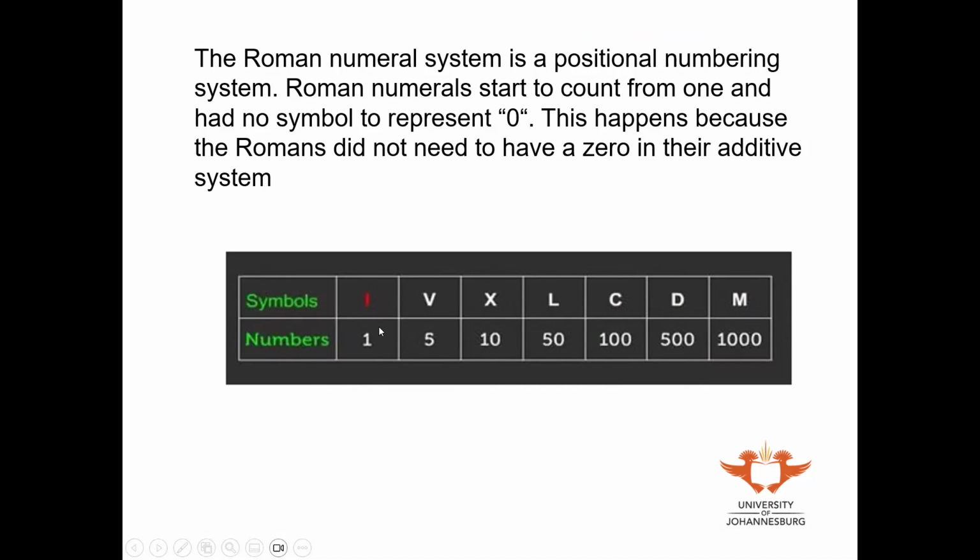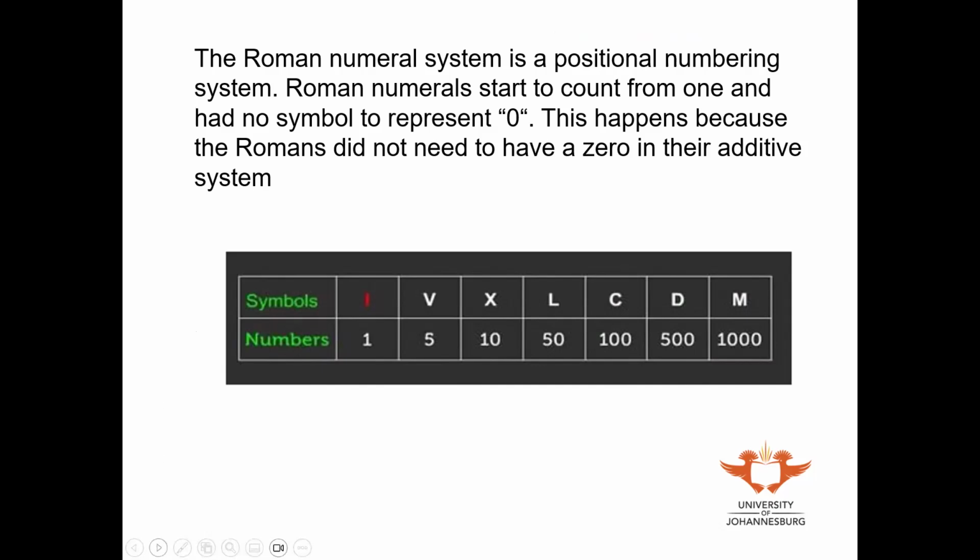In these numbers, they have 1, 5, 10, 50, C, D, and M. Any other numbers that they have originated from these. Which means there are no other letters that can make other numbers except these ones that are here.